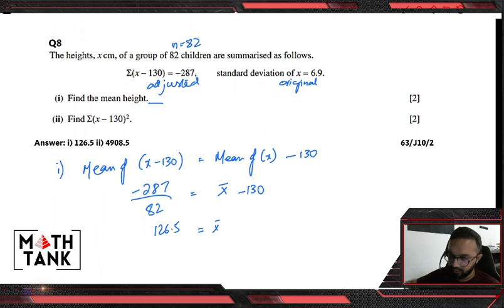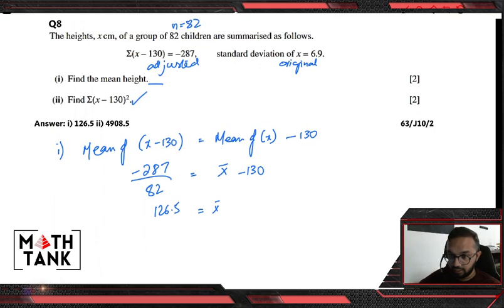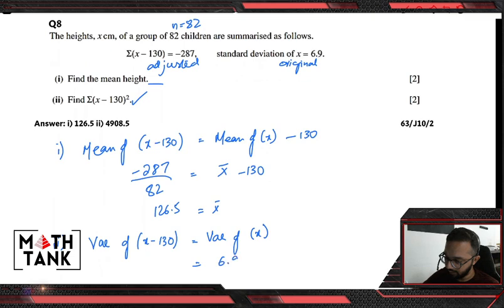so x bar is basically then 126.5. Then it asks you to calculate the sum of x minus 130 whole squared. So I'm going to use the idea of the variance. Then variance of x minus 130 is the same as variance of x, so that's basically 6.9 squared. Here I start plugging in the formula. I don't know the sum, that's what I'm looking for, so I'm going to keep that as the unknown.